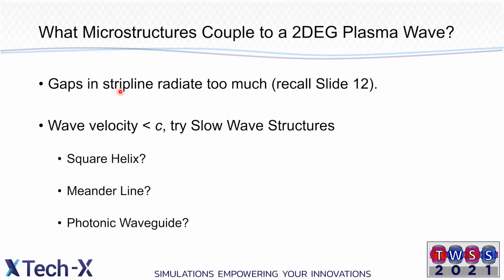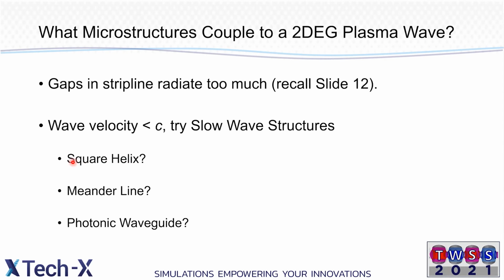A gap, after all, is a dipole. So that doesn't work. Now we know that the plasma wave is going a little bit slower than the speed of light. We're familiar with that kind of behavior when we work with slow wave structures and traveling wave tubes, really, in the vacuum electronics world. So we might try to see whether some of those structures taken over from the vacuum electronics world might work to couple between a structure and the plasma wave.